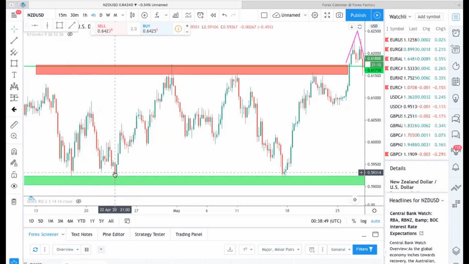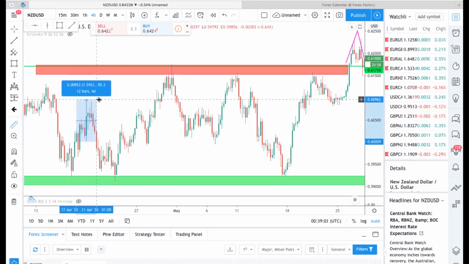Look at what you use to find out the pips. This little ruler right here, the measurement tool. You click on where you're going to enter and draw it to where you have a take profit or a stop loss. Oh, it's not 78 pips, it's 90 pips. 90.3. You see it right there. You see it, Javi? Okay.